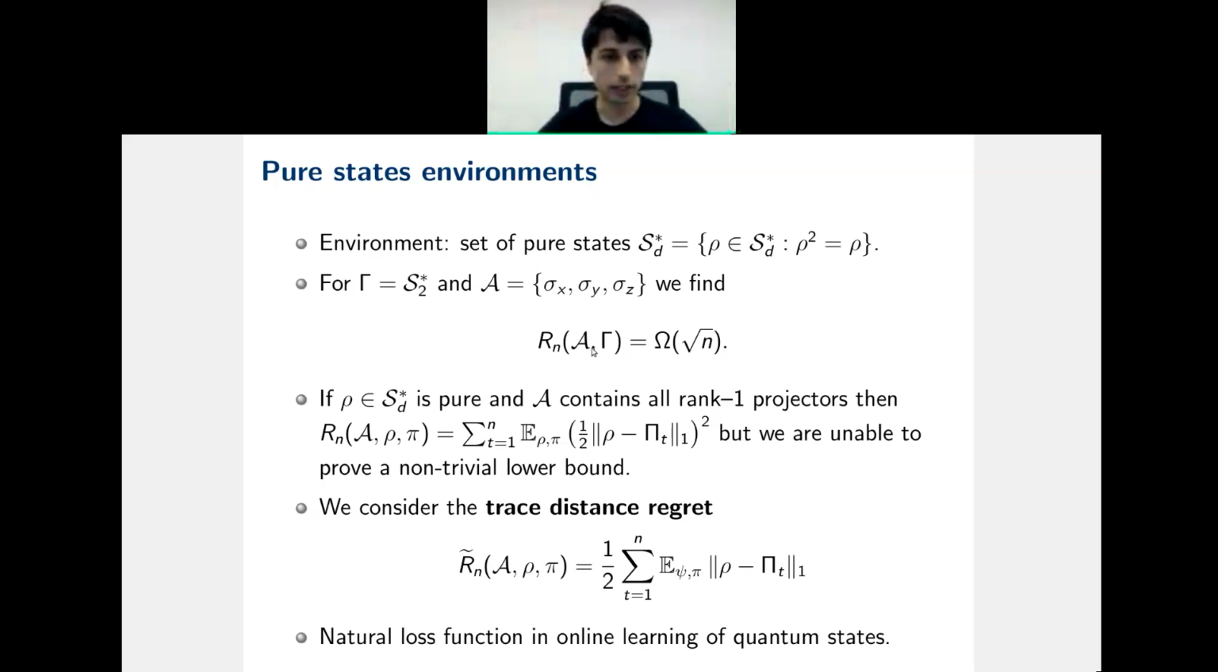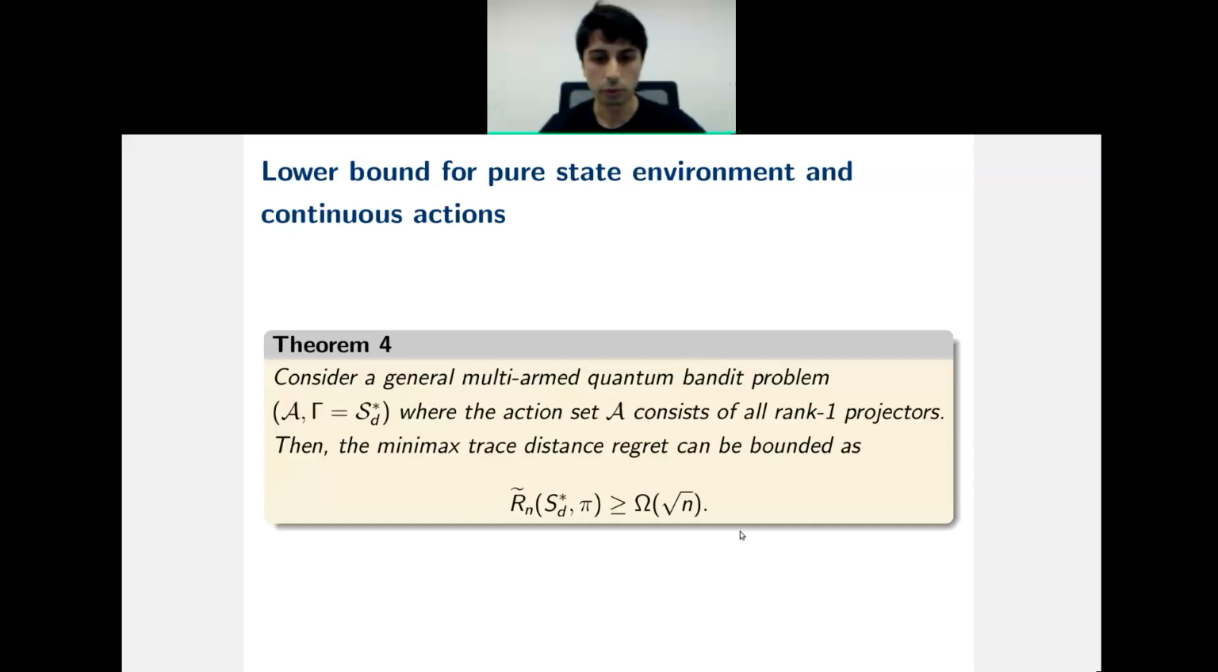But what happens is that if we study the same problem with an environment of pure states, but the action set contains now all rank-one projectors, then, as I explained before, the regret can be expressed as the sum of the square of the trace distance between the unknown quantum state and the state that you select at each time step. But here we are unable to prove a non-trivial lower bound in this case. So for this case of pure state environments and all rank-one projectors as the action set, we consider the trace distance regret. So it's the sum from 1 to n of the expectation value of the trace distance between the unknown quantum state and the action. So here there is no square. In this particular case, the lower bound that we achieve goes as square root of n. But here we have to be careful, because now this is no longer the same regret as before. It is this regret that we introduced, without squares in every term. So it's this trace distance regret.